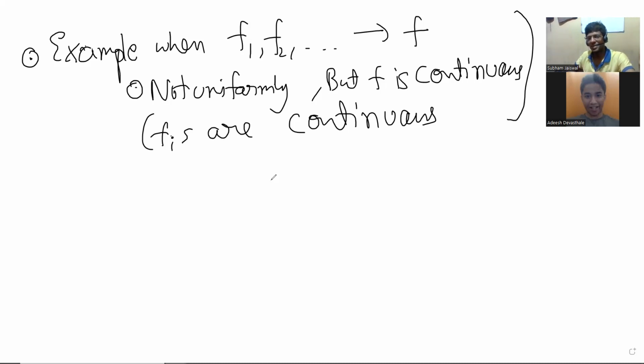So you should think. If you think, you will get some examples. Now that you have more intuition, the resulting function is continuous, but the convergence is not uniform. Okay, you can think of this.